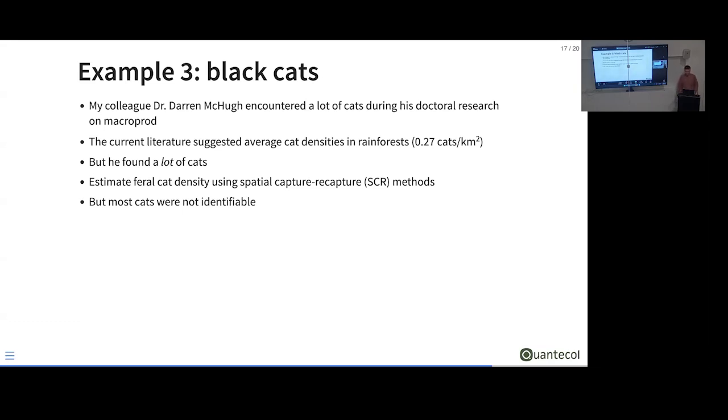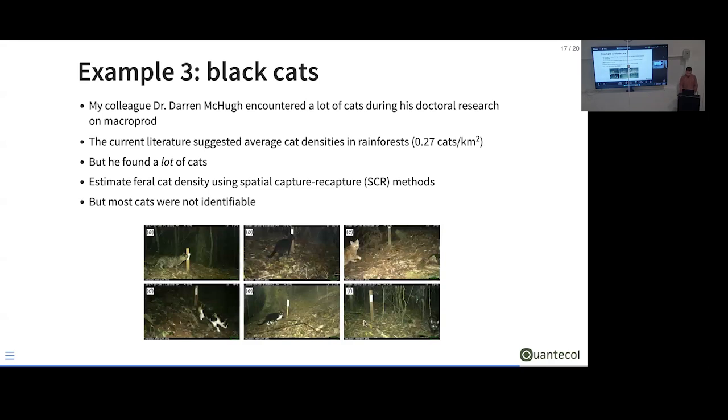He was getting lots of cats. If you can identify individuals, that's great because you can use spatial capture recapture methods. But the issue is most of the cats weren't identified. So black cats, we couldn't identify any of them. Tabby cats were pretty hard to identify because you don't always get them from the same side either. Even surprisingly, the black and white ones can be quite hard to identify because again, they're not really standing there showing you all their best sides and all that.